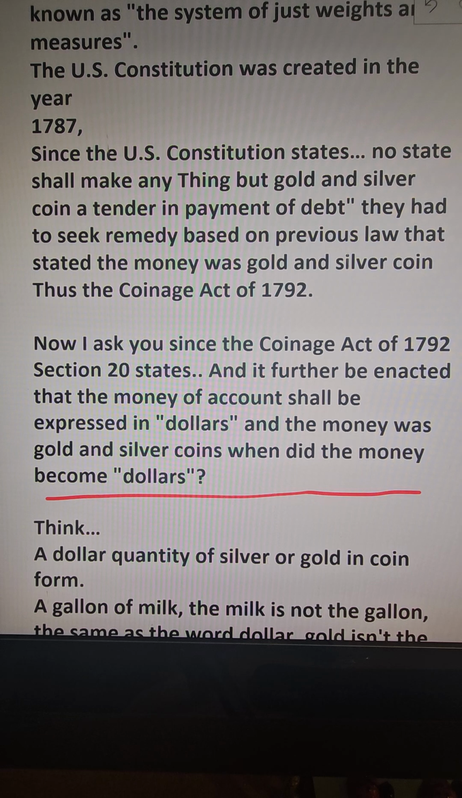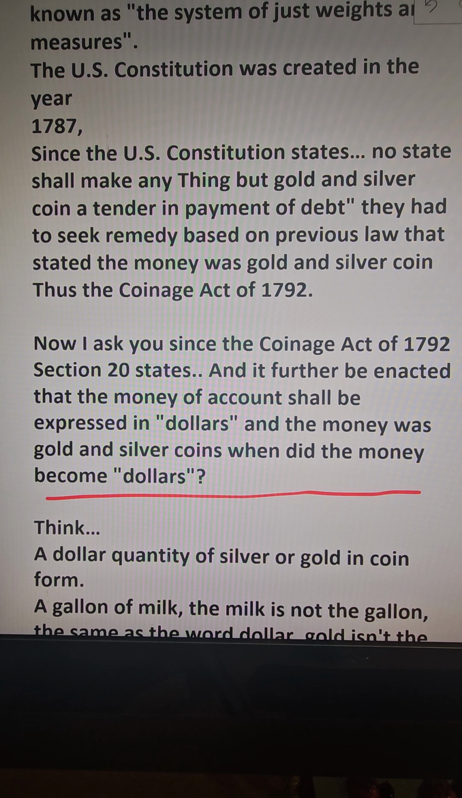Constitution in 1787, and it states, this is before the Coinage Act of 1792. The Constitution states, no state shall make anything but gold and silver coin a tender of payment of debt. Now think about that. Anything is two words. That's in the original Constitution. It's spelled like that. Any space capital Thing. So a lot of places are making it incorrect. They're not capitalizing the word Thing, just like it's in the original Constitution.